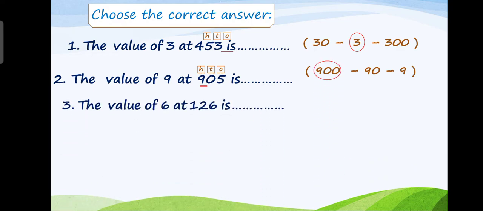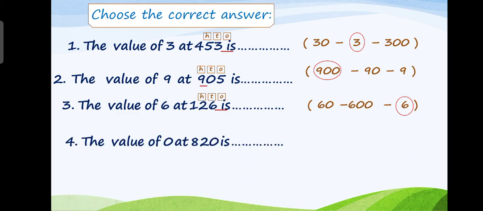Number 3, the value of 6 at 126. First step, put ones, tens, hundreds. I will put ones, tens, hundreds. So 6 is in which place? In ones. Now, ones have how many zeros? No zeros. So I will put 6.